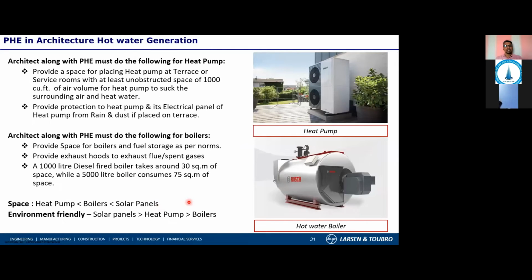The other hot water generators, the modern ones, are heat pumps, which are a reverse technology of your refrigerator. It will take the external air and convert the heat, so through that you will get hot water generation. The same way for your hot water boiler also. So these are all available technologies for hot water generation. But of course, it requires a space from architects, and it should be planned with PHE.